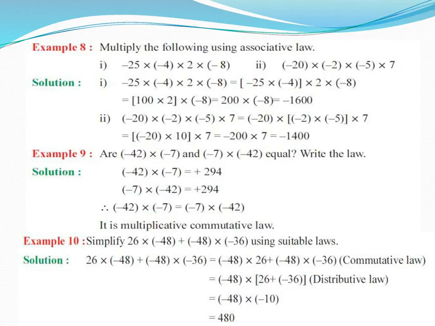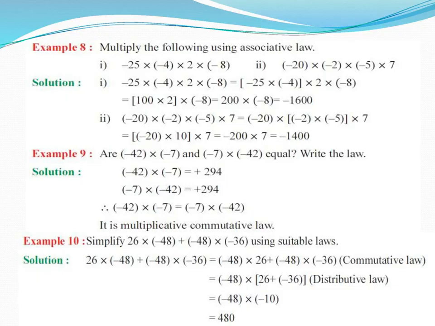Then we can simplify what is contained in the box. What is contained in the box? Minus 25 into minus 4. Then what will be the result? 100. Minus into minus is plus, 25 into 4 is 100. Then we will write 100 into 2 into minus 8. Then we will simplify what is in the box. 100 into 2 is 200, into the remaining integer minus 8. Then we will multiply these two. We will get the answer minus 1600.